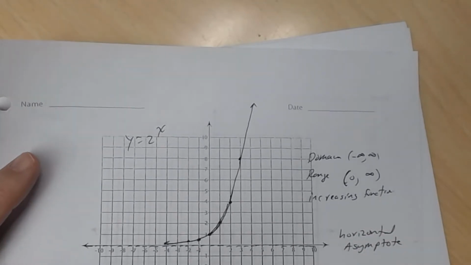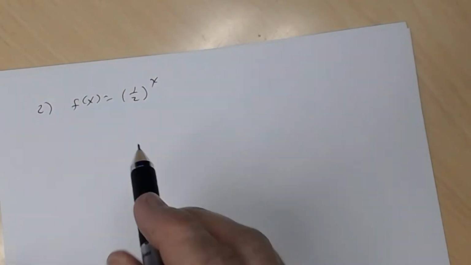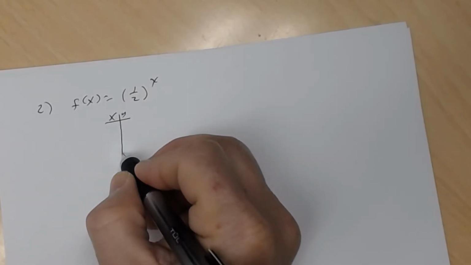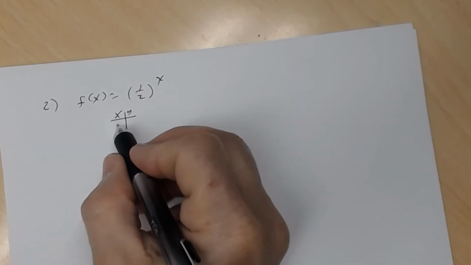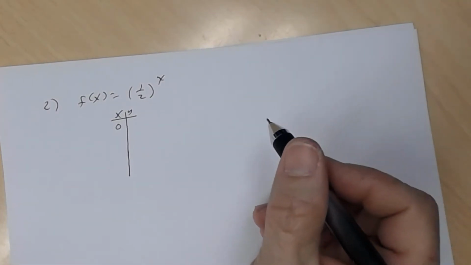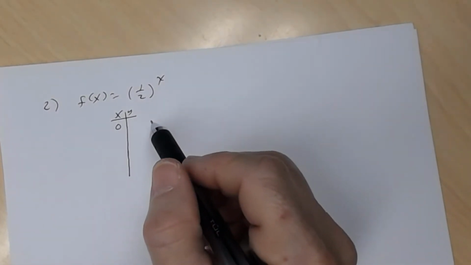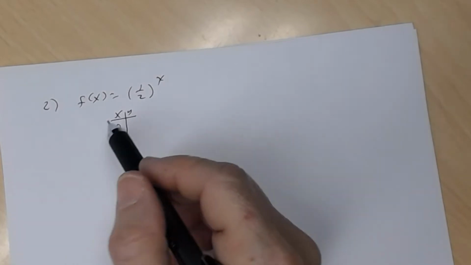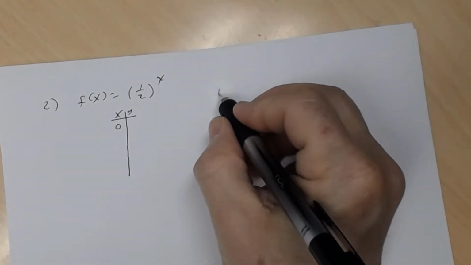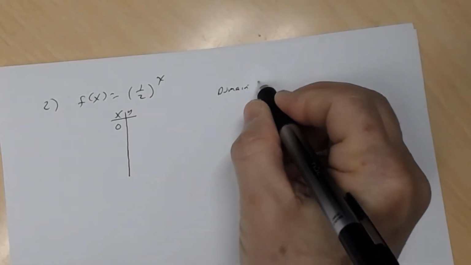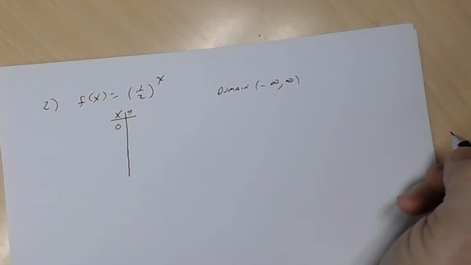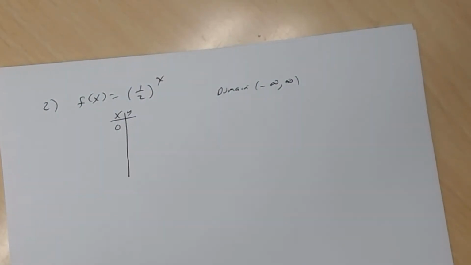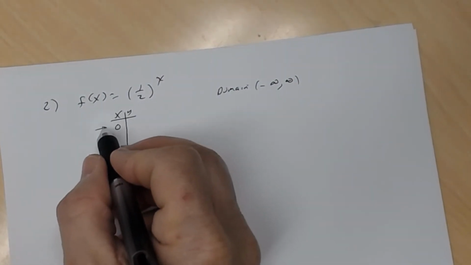All right, now let's talk about this one. So we're going to do a t-table again. We'll use a t-table. And again, I'm going to let x be 0. Remember, we talked about the fact that all exponential functions have a y-intercept since the domain is all real numbers. I can use any number for x. So since I can use any number for x, I'm going to let x be 0. So I'm going to find the y-intercept.